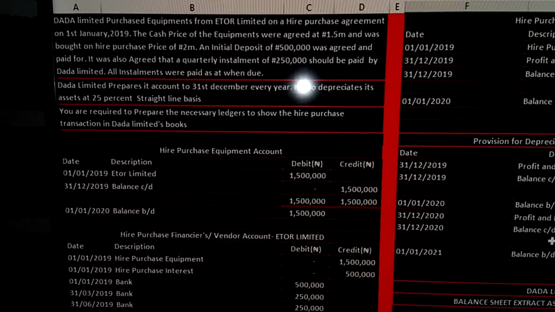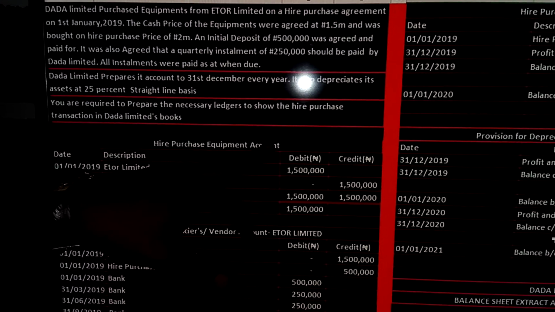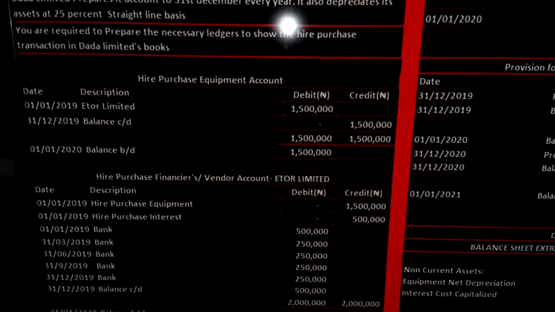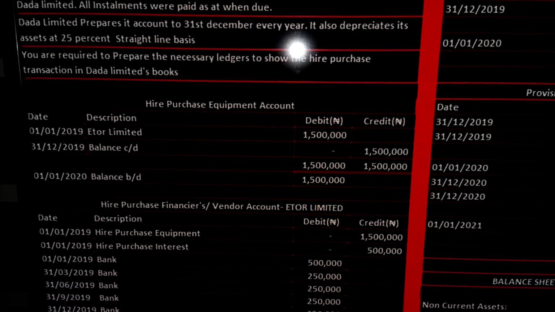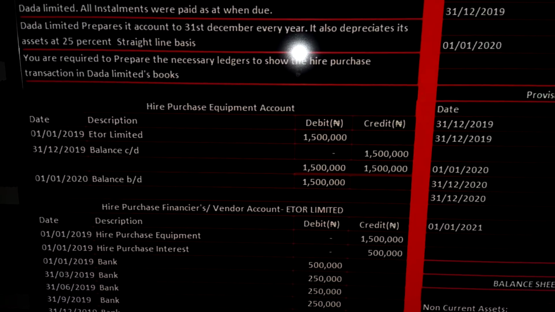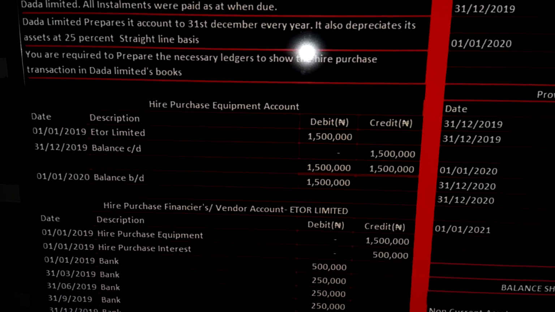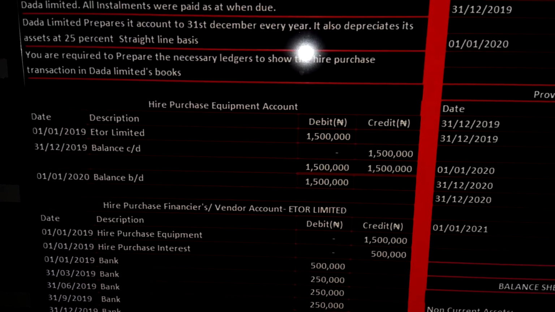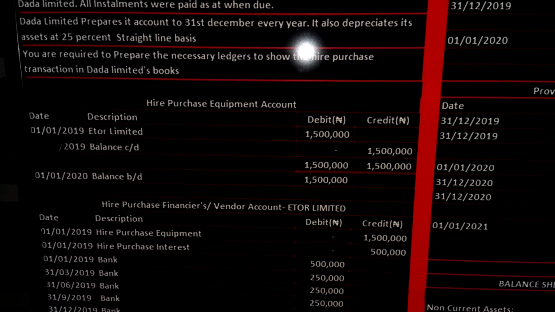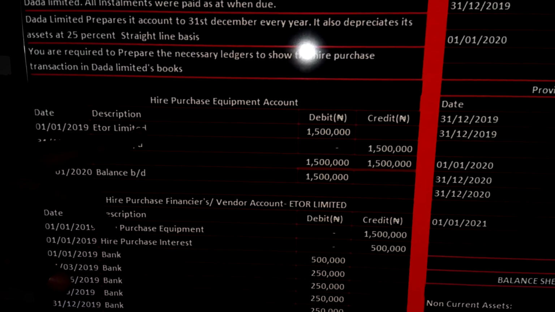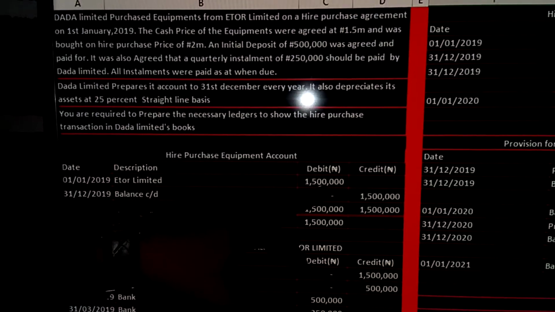So it's your normal debit and credit. Let's go. This is the hire purchase equipment. Normally, if you buy equipment, you debit the equipment and credit the bank, because you're paying in cash. But here it is on credit. So you're debiting the asset account and crediting whoever you're buying from, which is Etor Limited. That's why you have 1st of January, Etor Limited. That's the seller. You debit your equipment, you credit the seller.